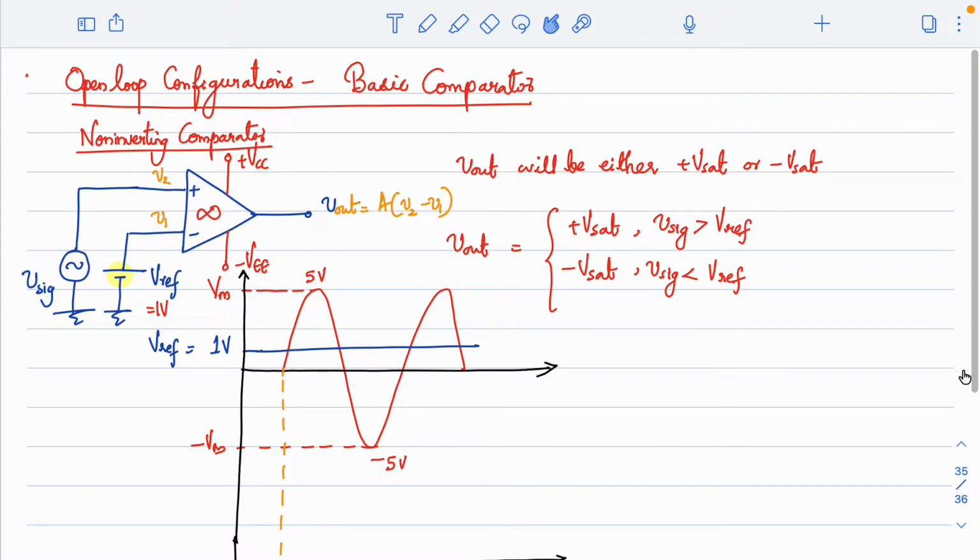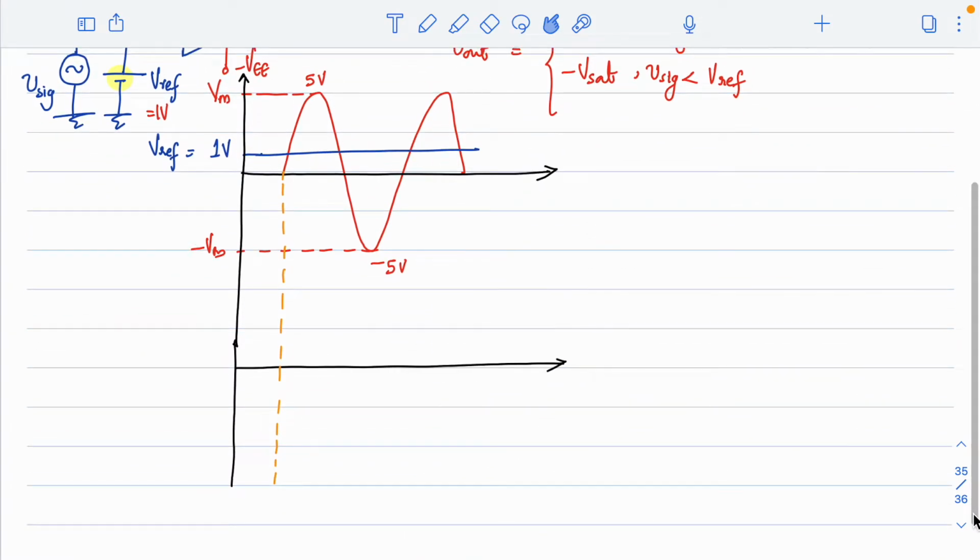So now look at this case and let me know how we can draw the output waveform. Now look at this range. From here, from 0 till this point, which terminal is having a higher voltage?